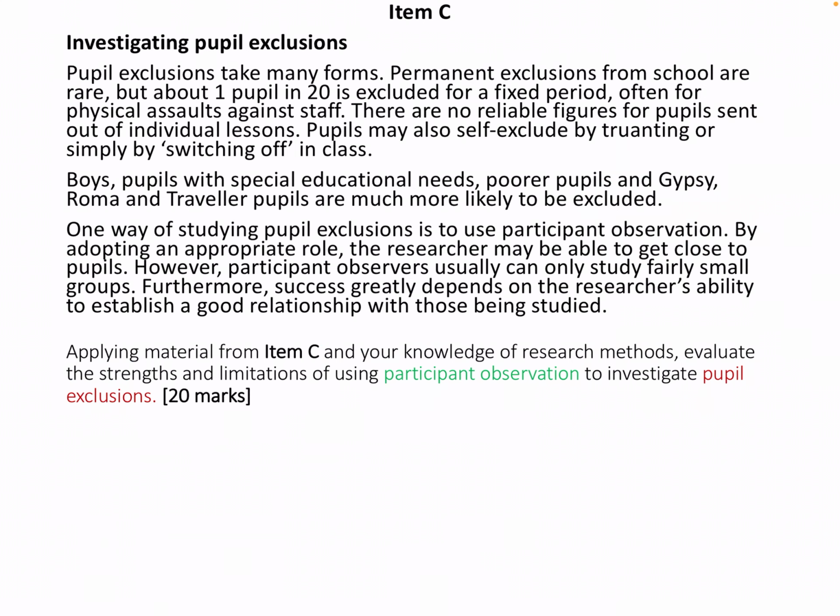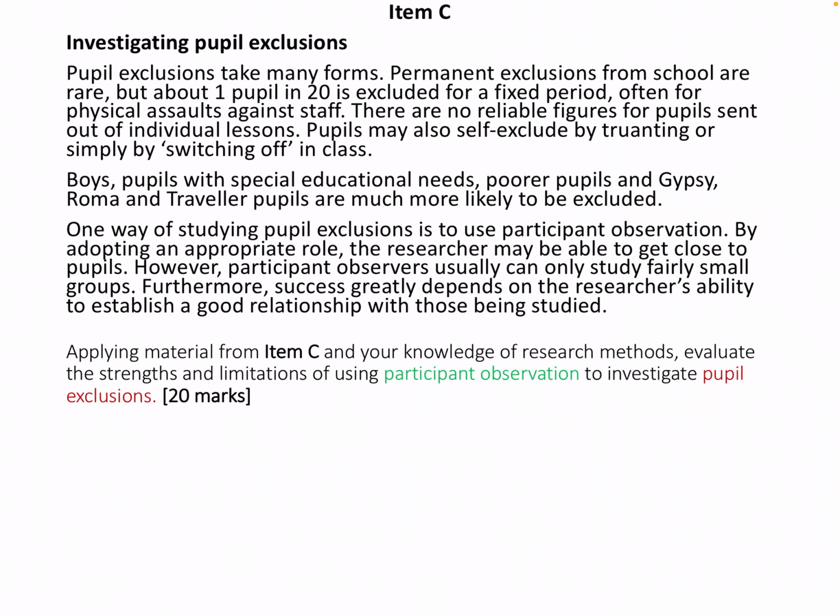So obviously internal exclusion is when you're excluded inside the school, maybe down into the behaviour unit or whatever it might be called, the welfare unit. The item, however, does give you a few more indications about the type of stuff you can write about. You don't have to use the item, but it is definitely very useful if you do. So it says pupil exclusions take many forms. Permanent exclusions from school are rare, but one pupil in every 20 is excluded for a fixed period, often for physical assaults against staff. There are no reliable figures for pupils sent out of individual lessons.